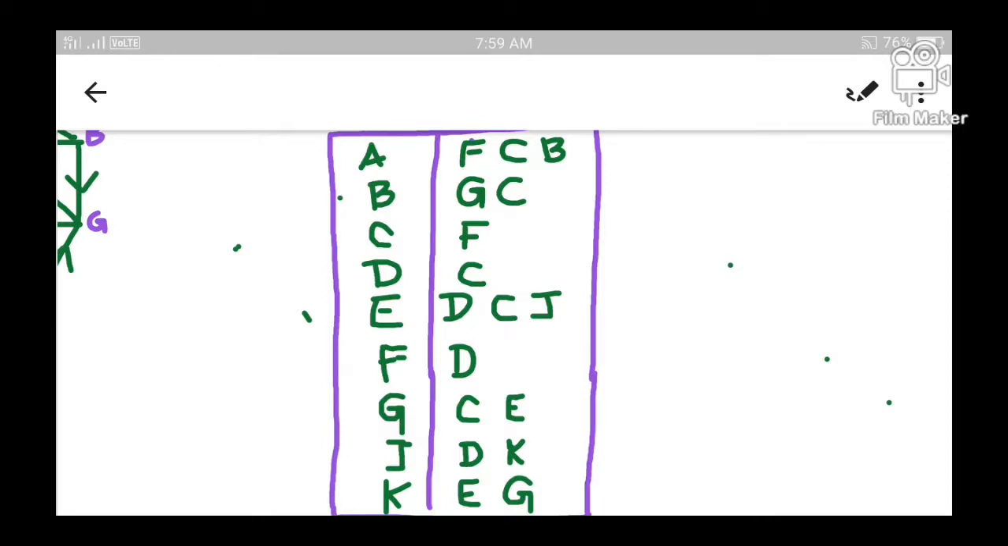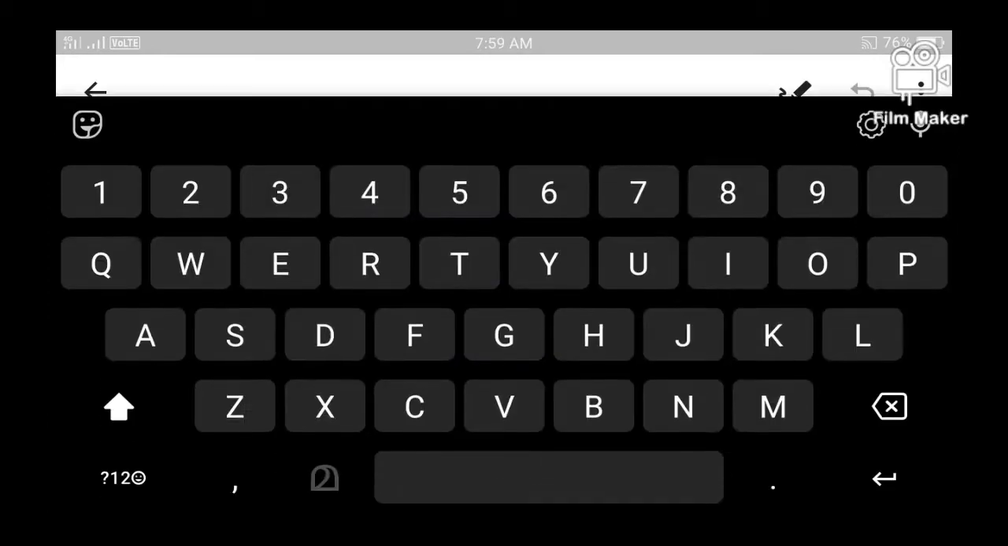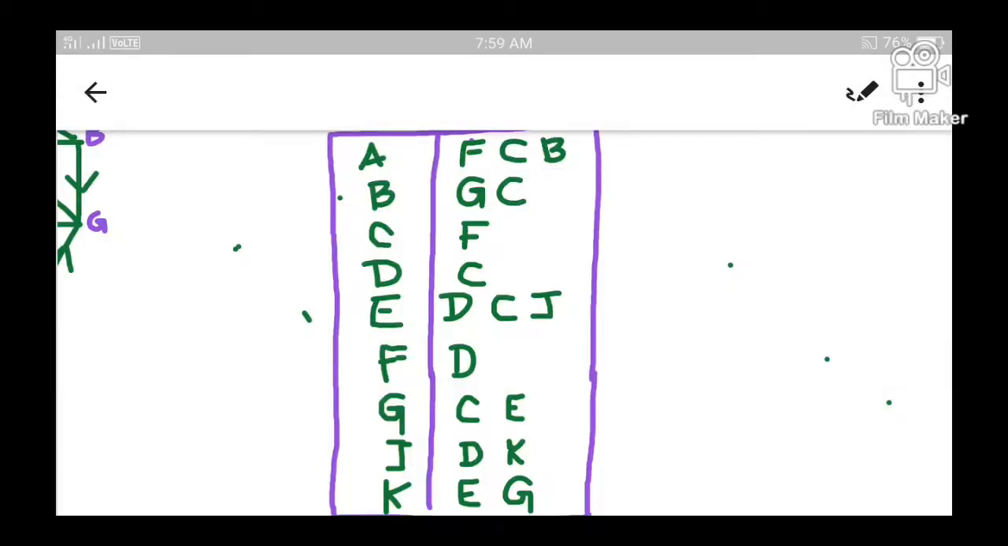That means if F, C and B are adjacent to A, then it means that all these 3 nodes, that is F, C and B, are directly reachable from the node A. G and C are adjacent to B means both G and C are reachable from B. F is adjacent to C means only F is reachable from C. No other node is reachable from C. So in this way, you have to identify all those nodes which are adjacent to a particular node.